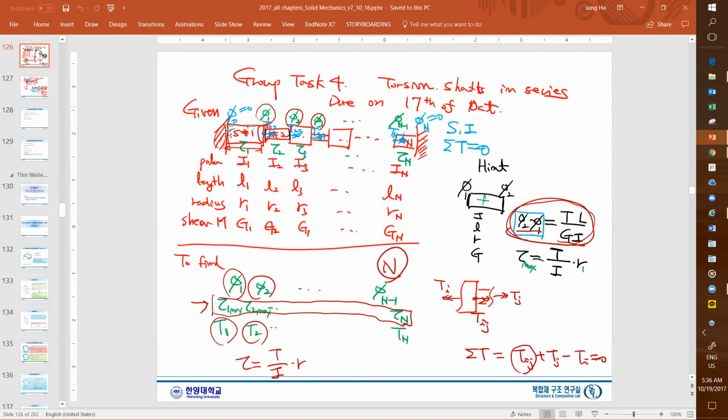I don't need to explain group task 4 again, but simply, we have many shafts connected together in series, and on the left-hand side and right-hand side we have a fixed condition, and at the connecting points we apply the load. So I'm going to explain.